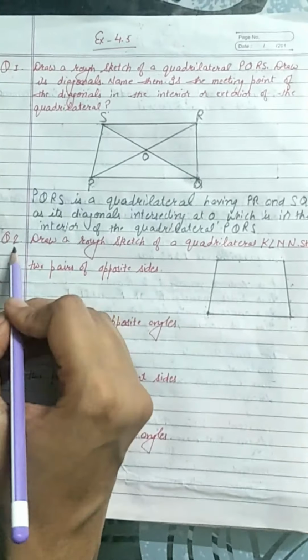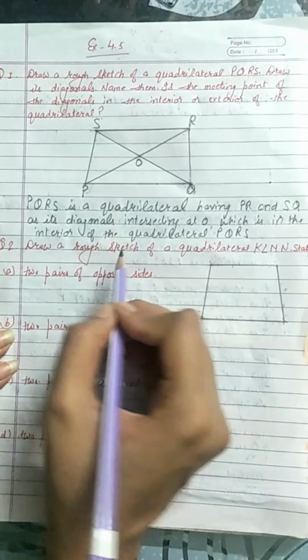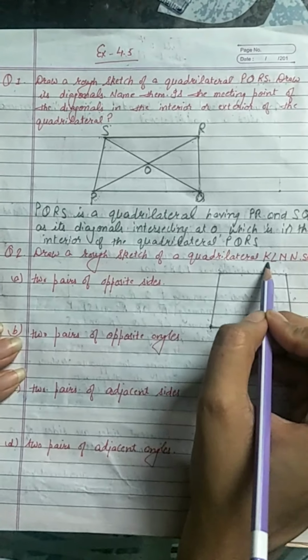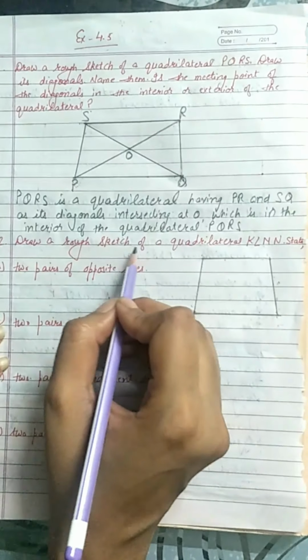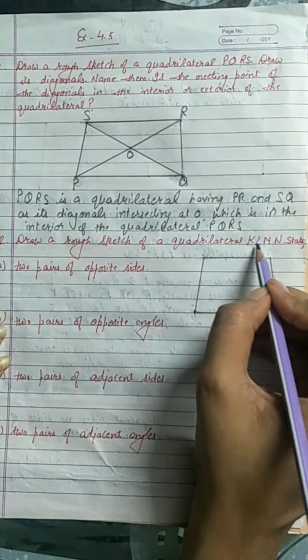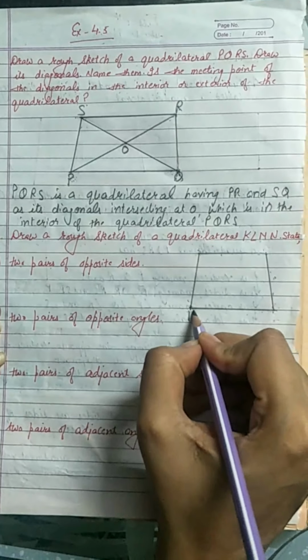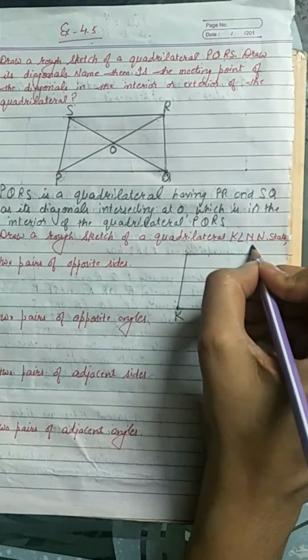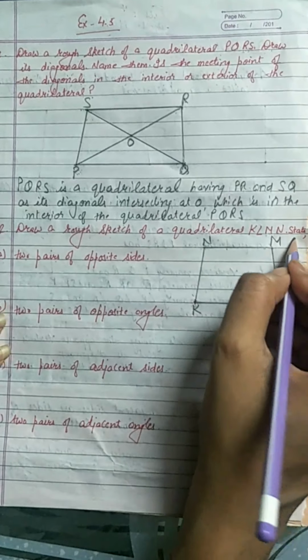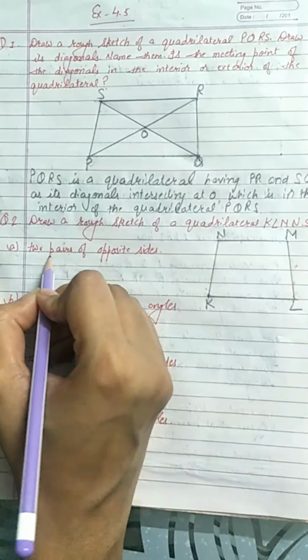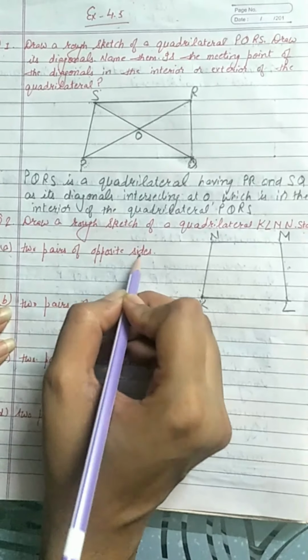Now see question number 2. Draw a rough sketch of a quadrilateral KLMN. Firstly, you have to draw a rough sketch of quadrilateral KLMN. Now see this, KLMN is a quadrilateral. State, A part, two pairs of opposite sides.